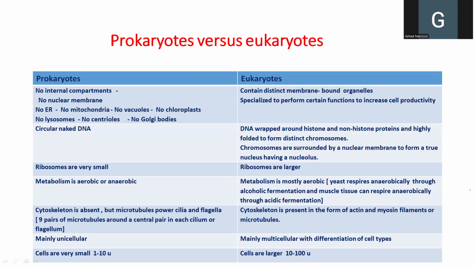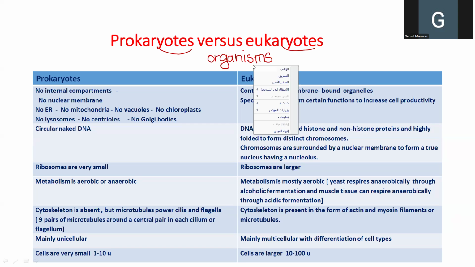And now we come to that table that represents the major differences and similarities between prokaryotes and eukaryotes. And when we say prokaryotes and eukaryotes, we mean organisms. So prokaryotes are organisms that are made of prokaryotic cells, and eukaryotes are organisms that are made of eukaryotic cells.